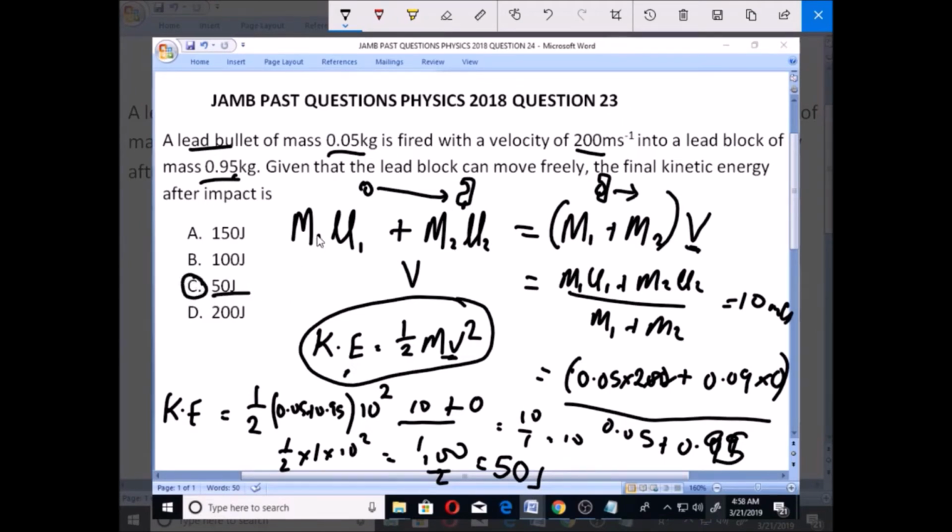So you can see how we came about this by quoting this initial formula for impact. Whenever there is a collision and we have one thing colliding with the other with their initial velocities and their masses to form this final velocity when they are now together. If you make this v the subject of the formula, using the values we have, noting that the velocity of the second, the lead block, is 0 because it's not moving, we'll get v as 10. If we put it in this equation for kinetic energy, which is half mv squared, we'll get kinetic energy as 50 joules, which is the answer.